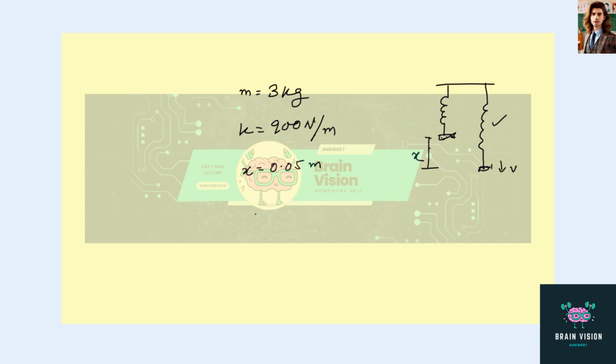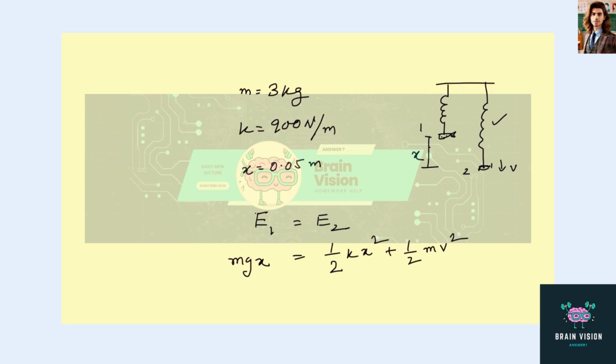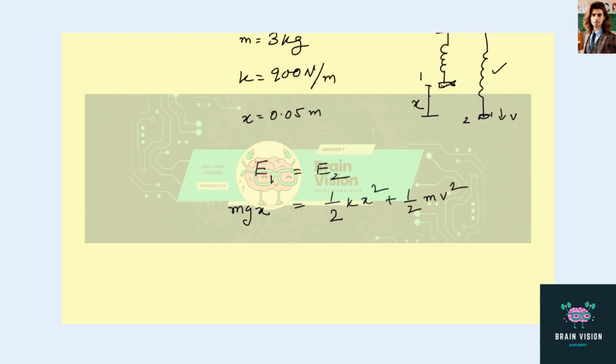So if you conserve the energy, let's say this is point 1 and this is point 2, E1 will be equal to E2. Energies will remain the same. At E1, everything was stationary and the fish has got potential energy of mgx. Now E2 will be the spring potential energy due to elongation, plus the kinetic energy of the fish, half mv square.